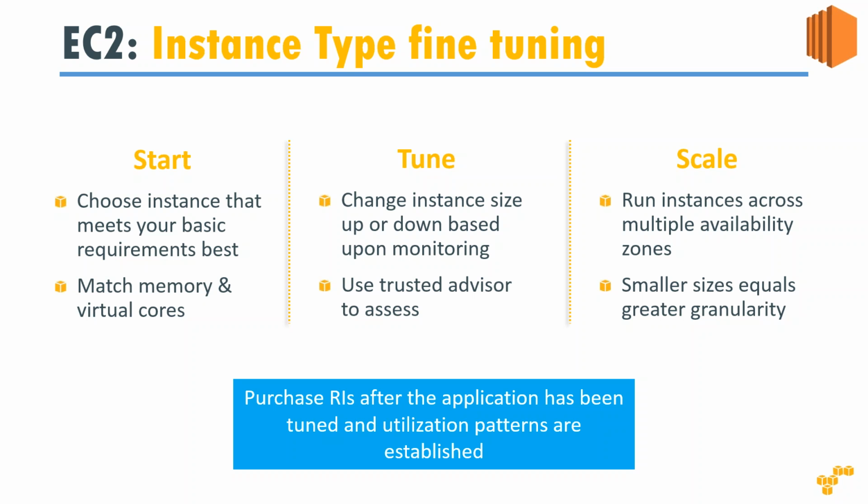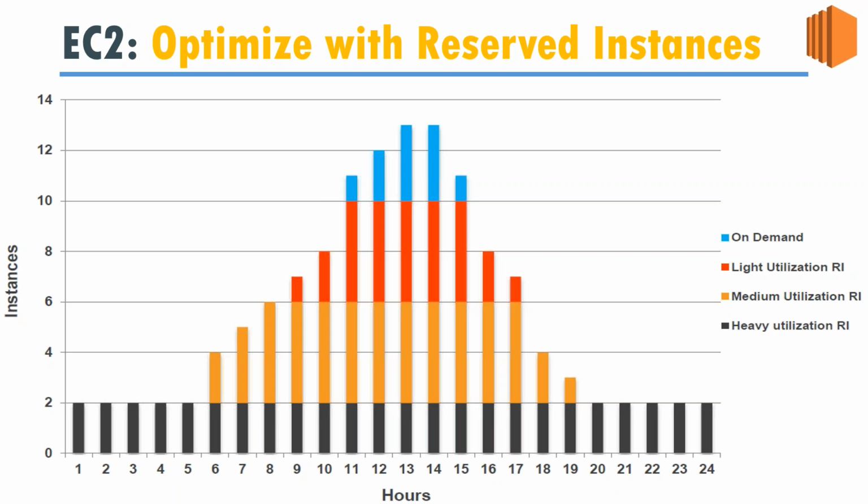So fine tune your application, understand your patterns, and then see what is the most constraining resource in your application, and then buy the appropriate reserved instances. And this is how a typical workload should look like. Let us say this is a typical pattern that you have in your application, and I'm just going to put a graph on top of it.